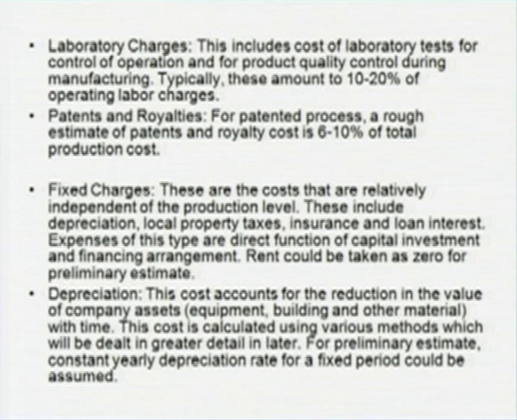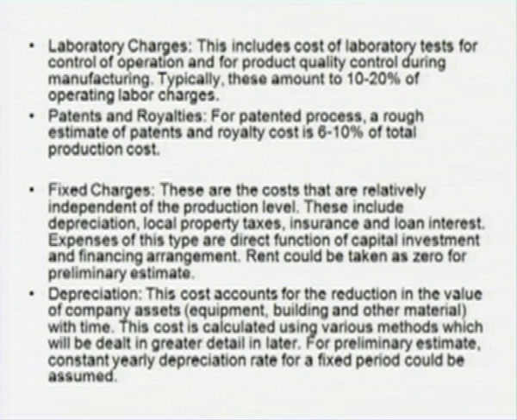Amount of local property taxes depend on particular locality of the plant and regional laws. As a thumb rule, the local property taxes could be taken as 2 to 4% of fixed capital investment in a densely populated area, while 1 to 2% in case of a remote area. So, this factor is very important.